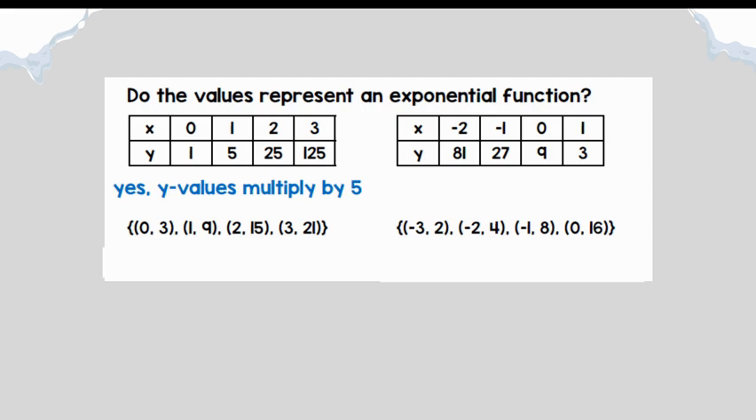For the second option, I go from 81 to 27 to 9 to 3. Yes, it is decreasing, but remember if you multiply by a fraction, like if we think back to sequences, it is decreasing. So it is an exponential function. I just happen to be multiplying by 1/3.